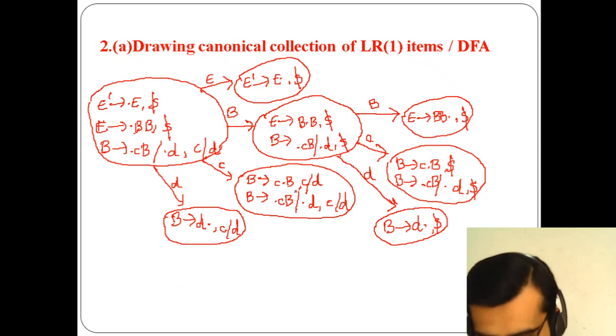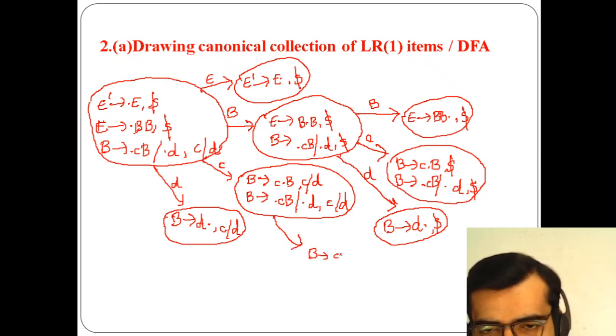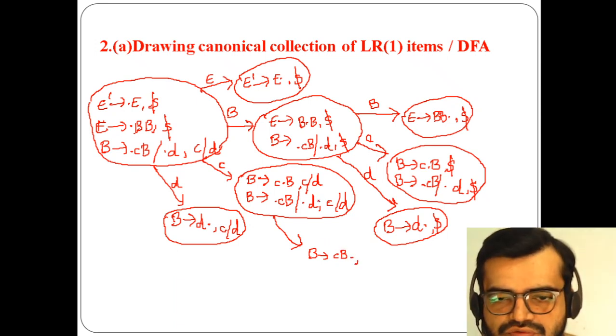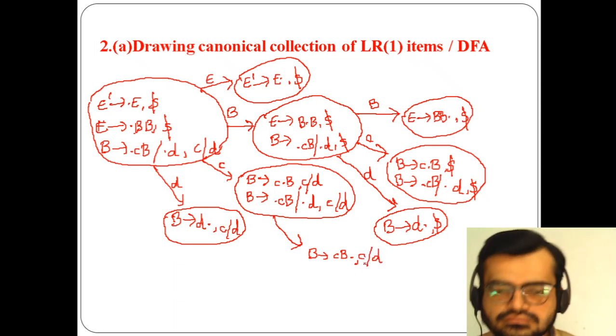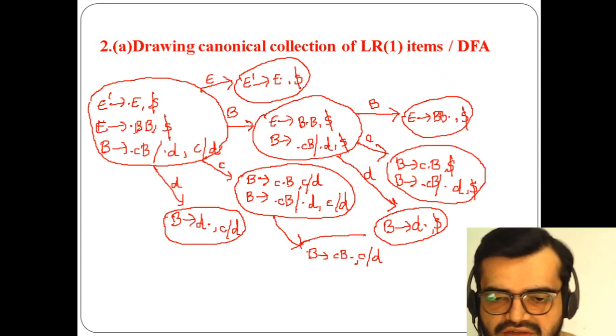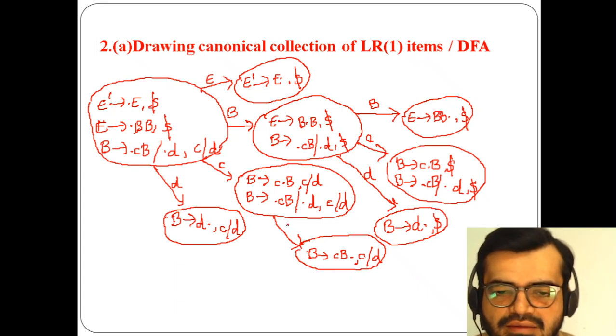Now for this production, what is this first production? What do I have to use here? B. When I'm moving B here, B of CB dot, and the same look ahead symbol has to be used. What is that? C or D. After the dot nothing is there, so no need of going to any more productions. So here the state is going to end, for when I am moving B.